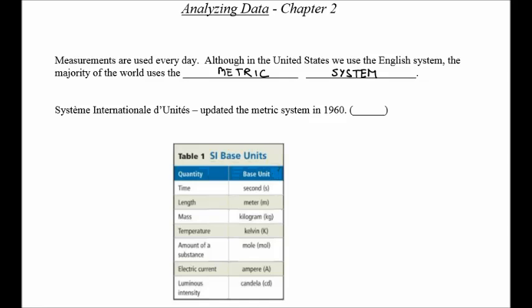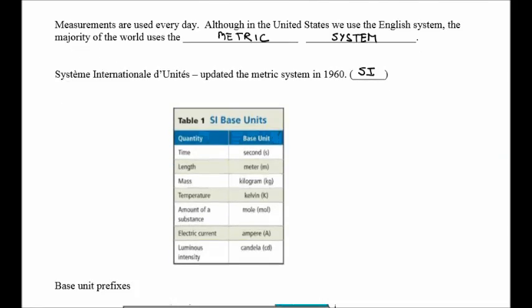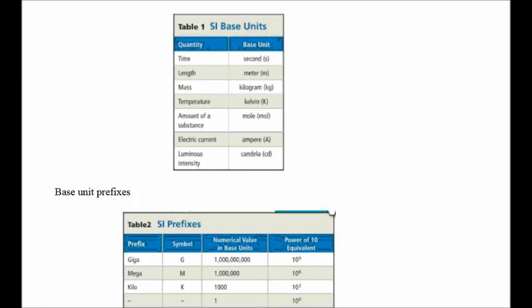So the metric system was updated in 1960 to what we call the SI units. We don't have to know that name, we just have to be familiar with the units. We've probably seen some of them before. Length is going to be measured in meters. Mass is going to be measured in kilograms, and temperature will be measured in Kelvin.